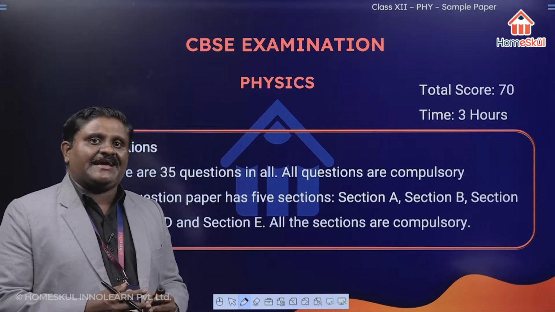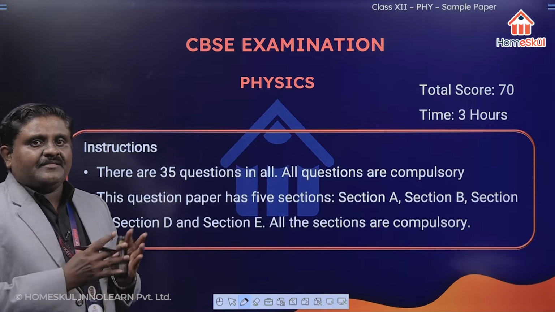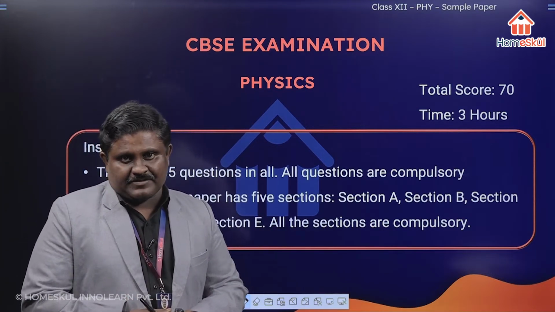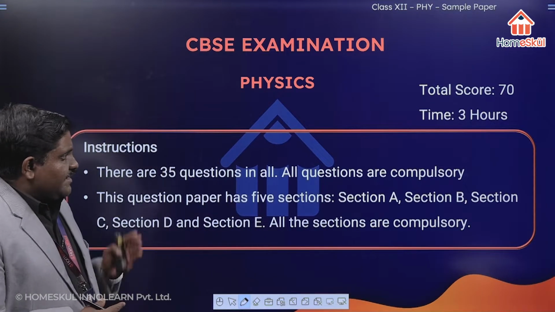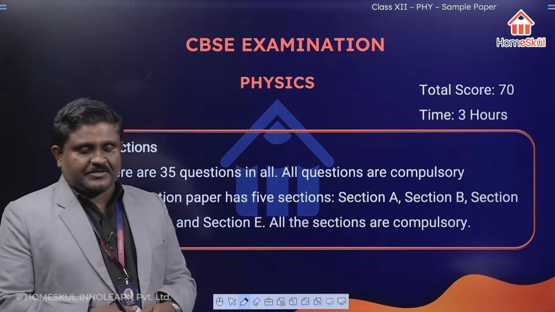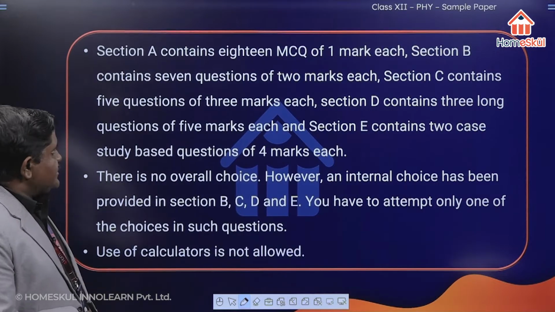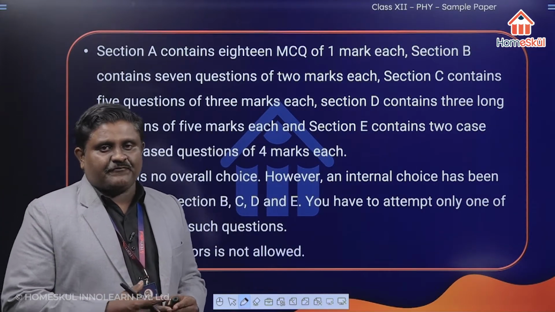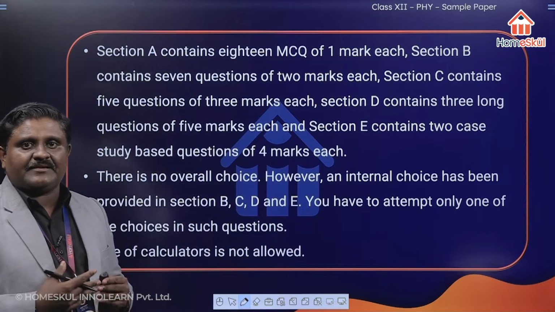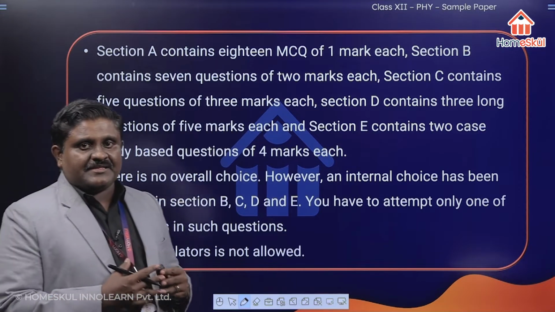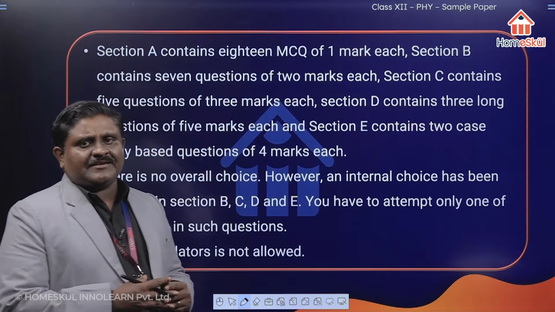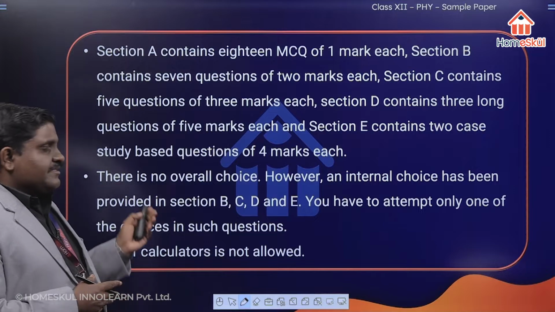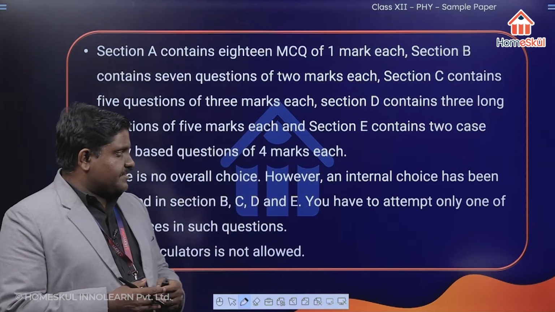Section A carries 1 mark. There are multiple choice questions, and assertion reason type questions also. Then section B, the 2 mark questions. Then section C carries 3 marks. Section D, 5 marks. And finally, section E, that is case study questions, which carry 4 marks. Then there is no overall choice.